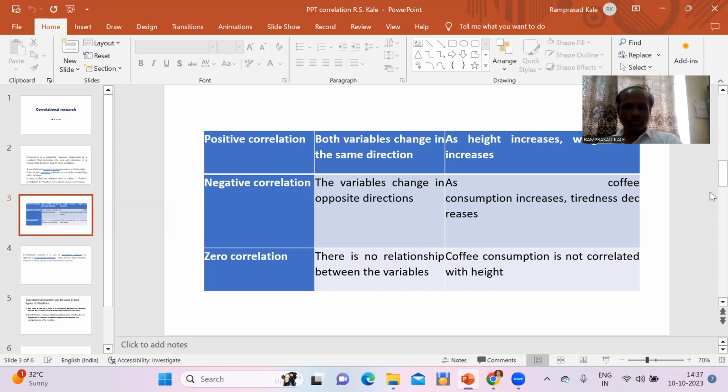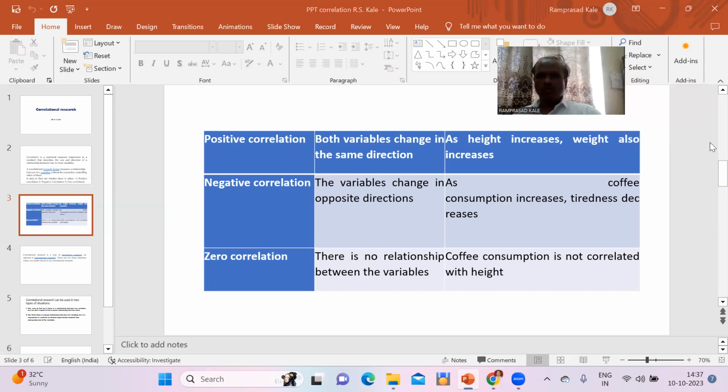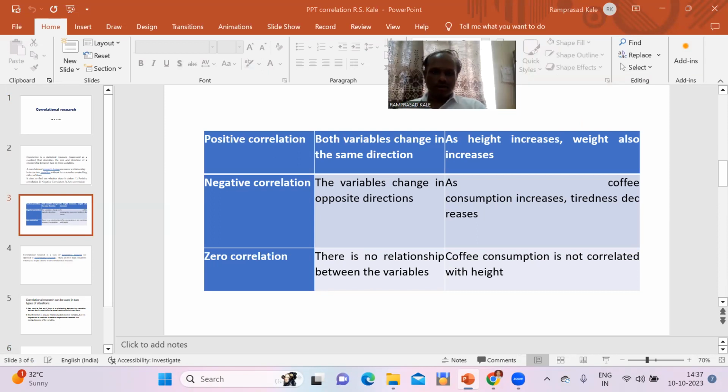Positive correlation means both variables change in the same direction. For example, if height increases, then weight also increases. Negative correlation is the correlation in which, if we observe a change in one variable, we observe the other variable change in the opposite direction. For example, as coffee consumption increases, tiredness decreases. That is called a negative correlation.